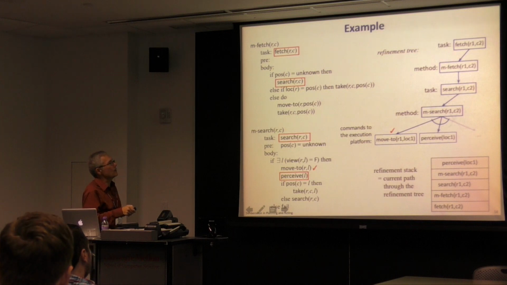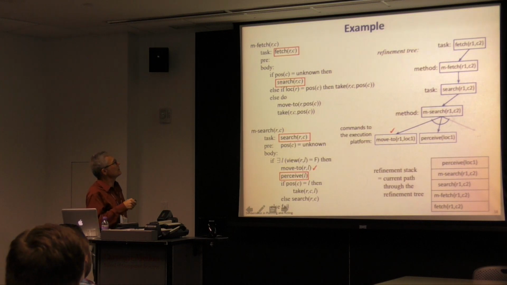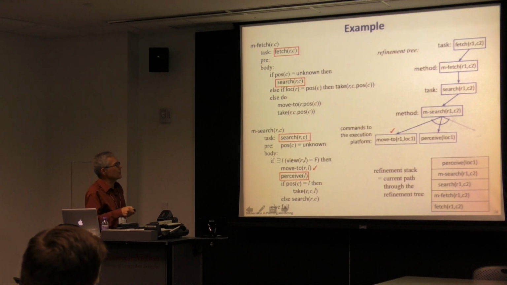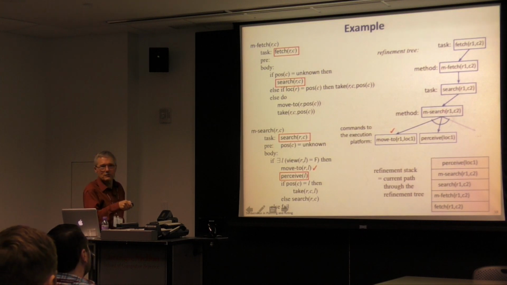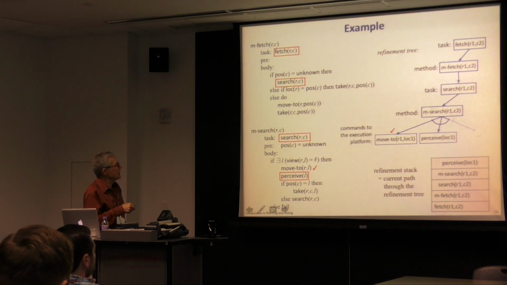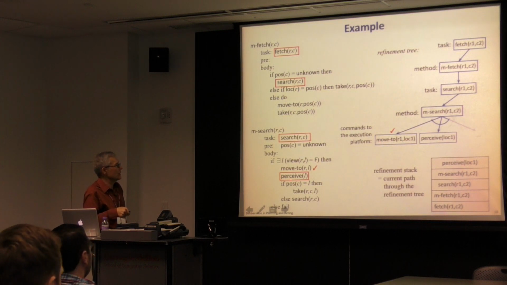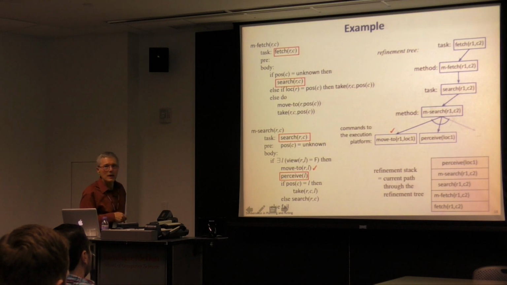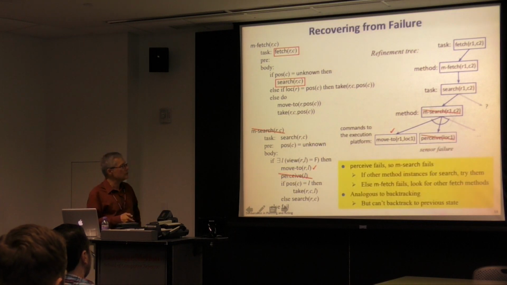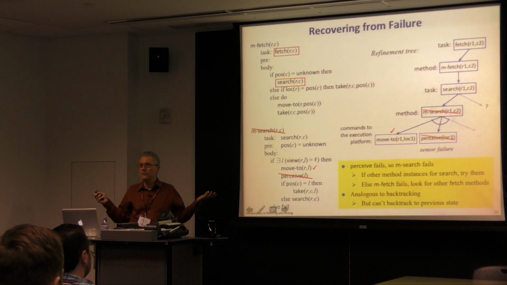Okay? So we have the task, we have the method for it. The method now invokes this task of searching, where we have another method for it. All of these things are going on this refinement stack down here, but I'm really going to pay more attention to the tree. We have the method of searching. Now in the body of the method, suppose we've already moved to the location. Now we send the perceive command to the execution platform. And now let's just suppose that there's something wrong with the robot sensors. They're not working, so there's a sensor failure. Okay?